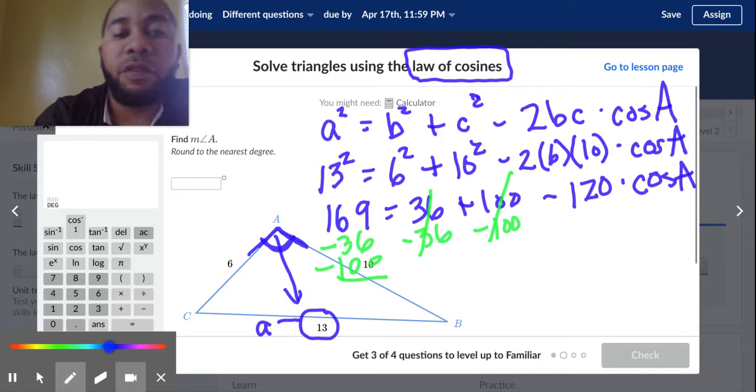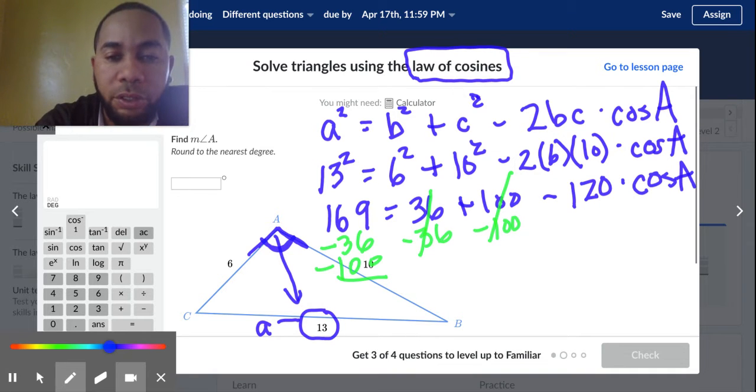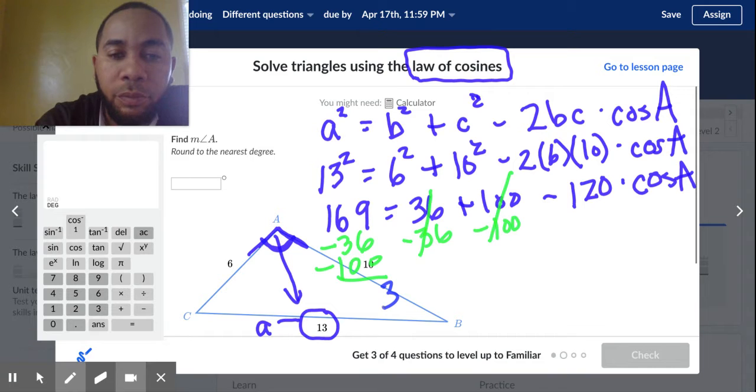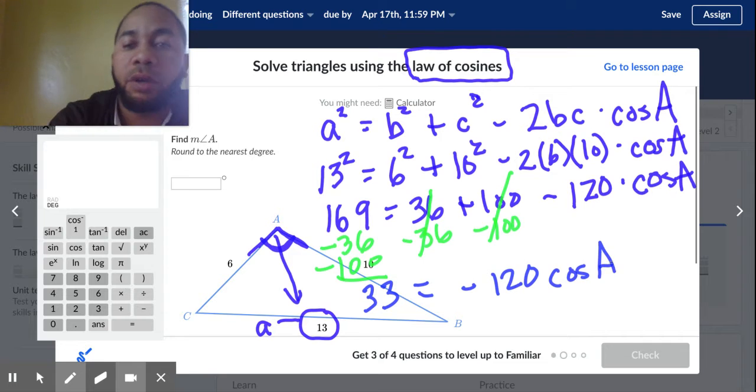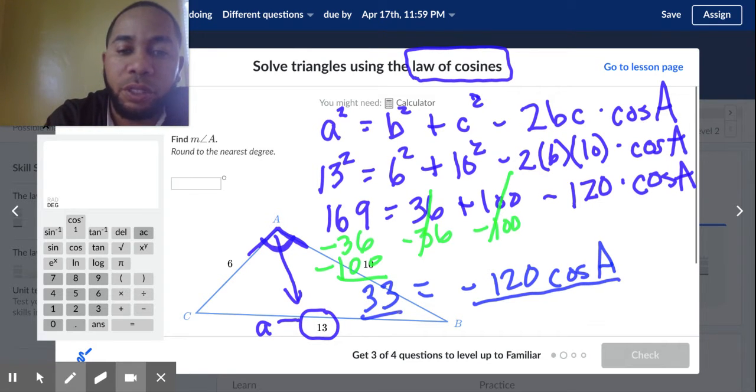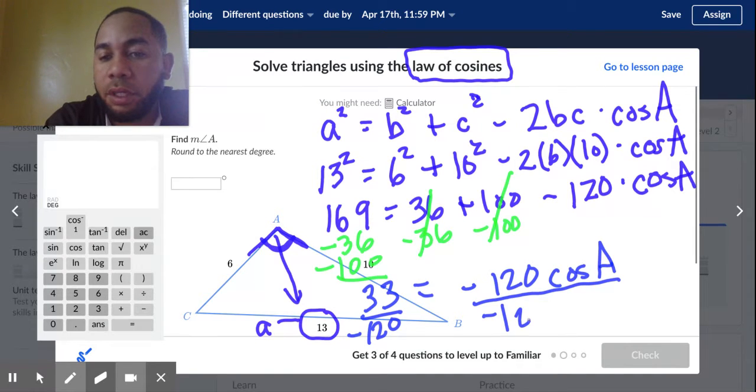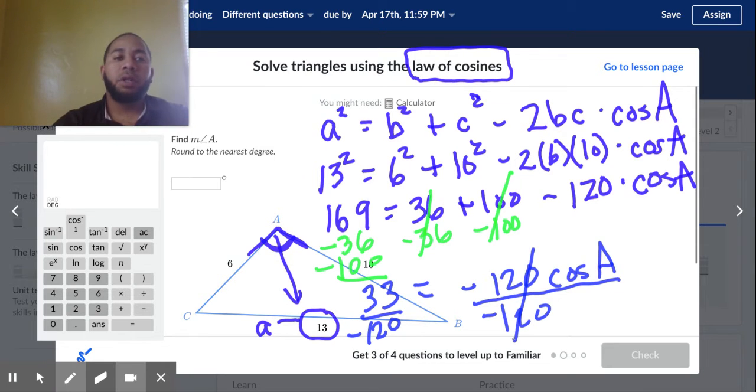And so we're going to have, well, this right here is going to be 3. 6 minus 3 is going to be 3. And so we're going to have 33 equals negative 120 cosine of angle A. Okay, and we're going to divide that coefficient. Remember, this is pre-calculus. Okay, so we do expect a little bit stronger understanding of algebra.